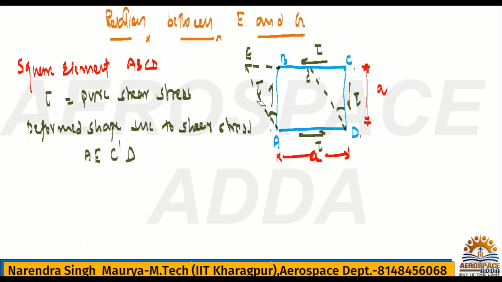We'll use the trigonometric relation. This is what tau, right? Tau I will write here inside, so it will be clear. This is now tau. Okay.